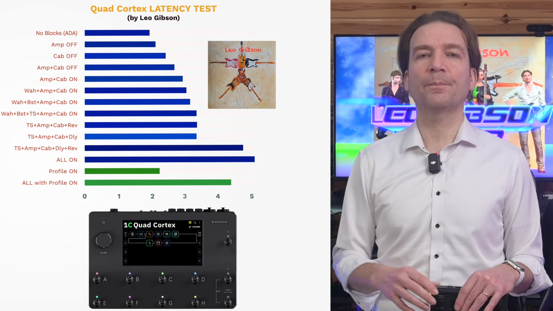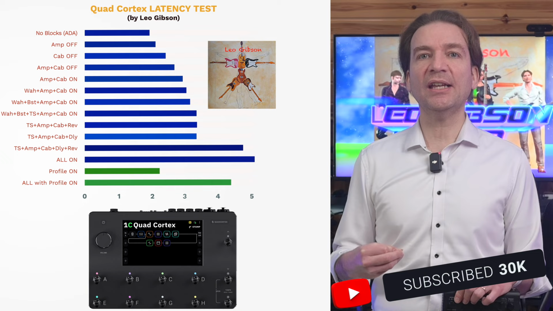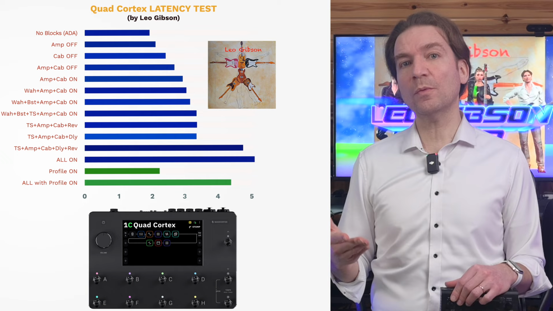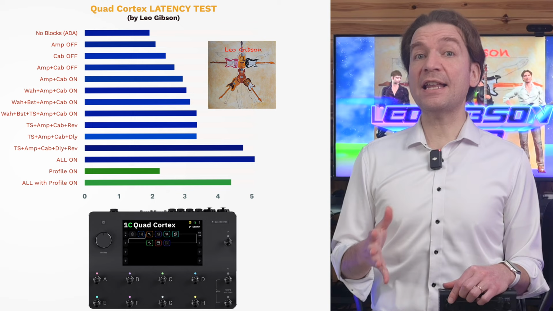This basically tells us that when you add a block to the chain, it drains processing power, adding latency even if it is switched off. And I noticed this behavior basically almost only with the Quad Cortex. Furthermore, delays and reverbs, especially when together, require a lot of processing power. And finally, if you use a profile, you may improve the overall latency.